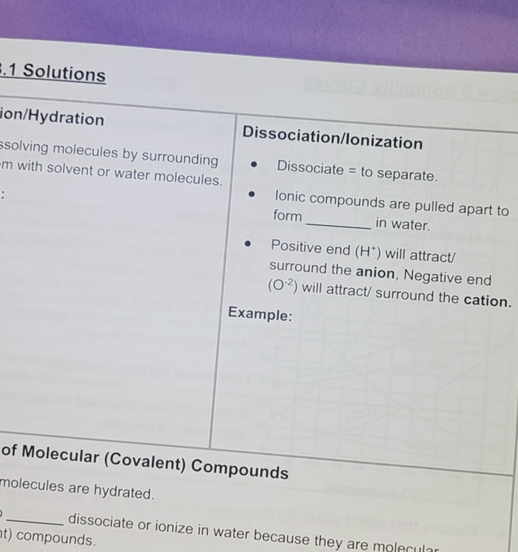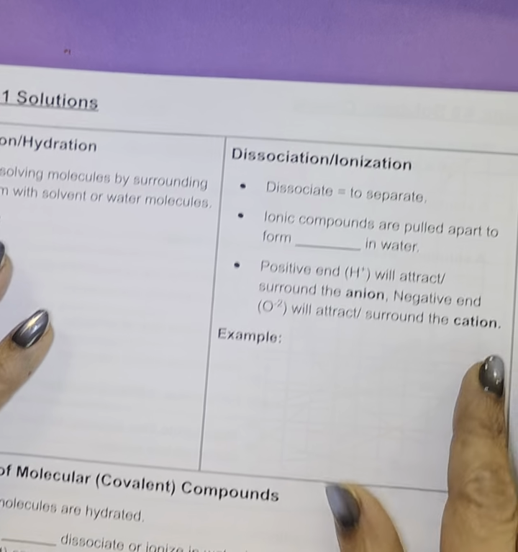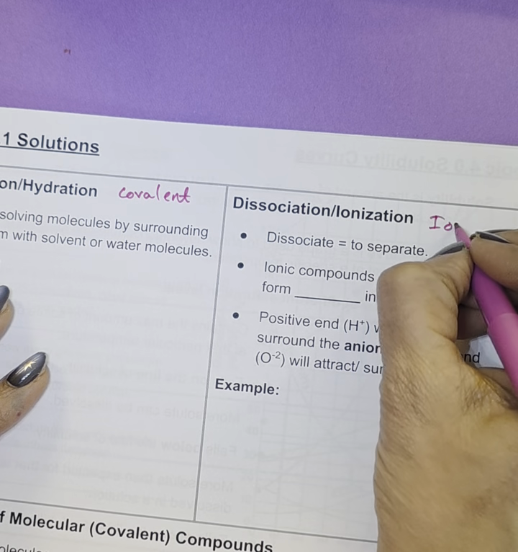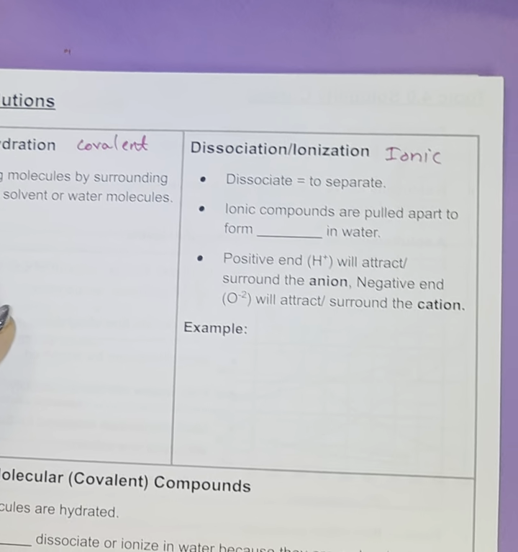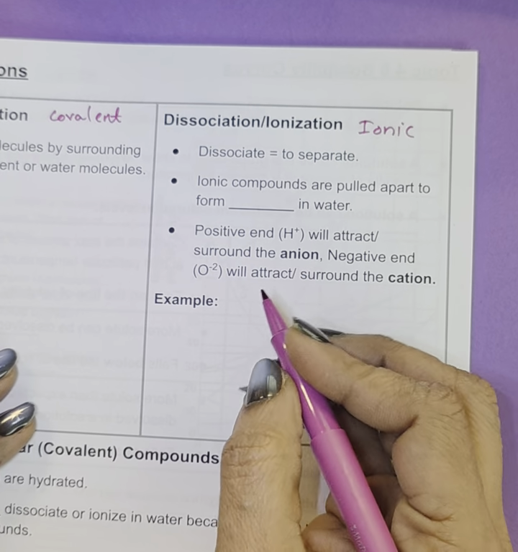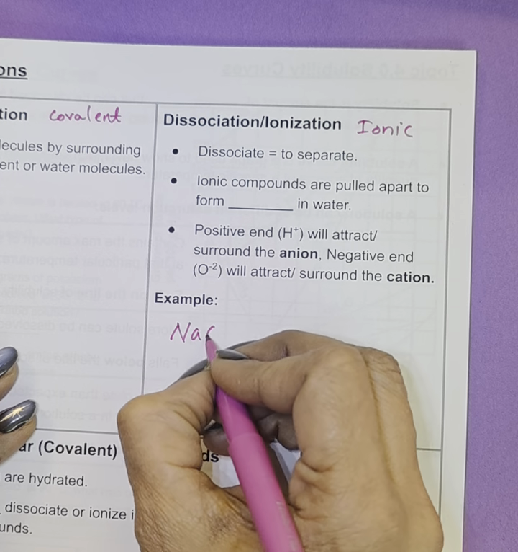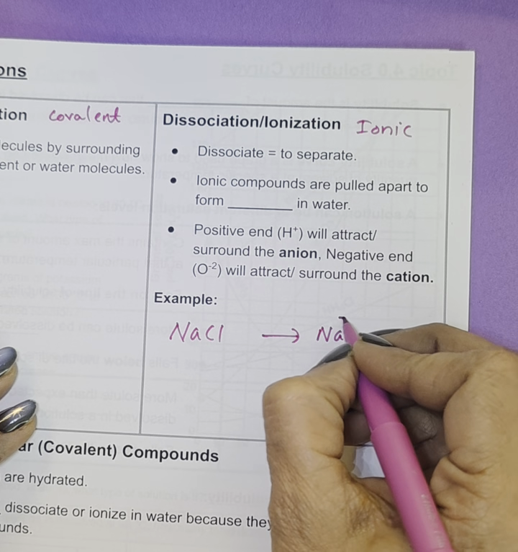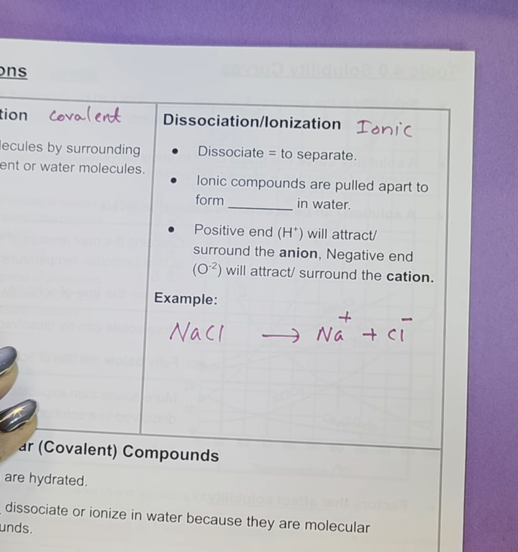Okay, so when you dissolve something, we are saying dissolving. Till this point, you know only the definition, dissolving something in water. But if it is covalent or if it is ionic, there are different terminologies we are going to use. So, say for example, if I am adding salt, which is sodium chloride, into water, it will dissociate or ionize into Na+ and Cl- ions.